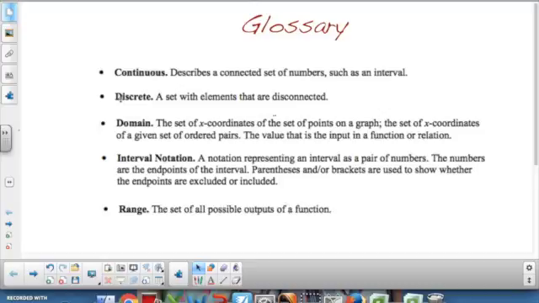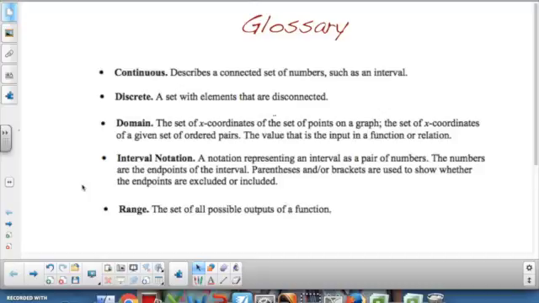So it's going to be a situation where you can plug in any number you want and it'll be perfectly fine. Whereas a discrete function is more something that is disconnected. So it'll be a situation where you're only looking at multiples of 5, or you're only looking at whole numbers, no fractions or decimals or anything. And there's lots of real life situations that end up being discrete. So we'll look at some examples of those throughout this unit.